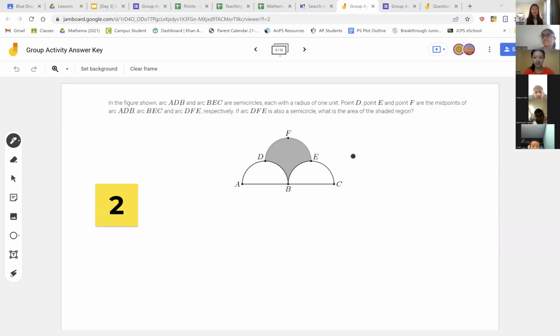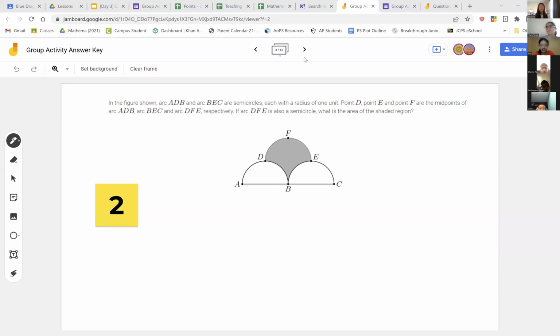Okay, I'll just share. I'll edit the Jamboard so you can edit it. I got it. Oh, you can? Yes, I got it now. This is the answer one.